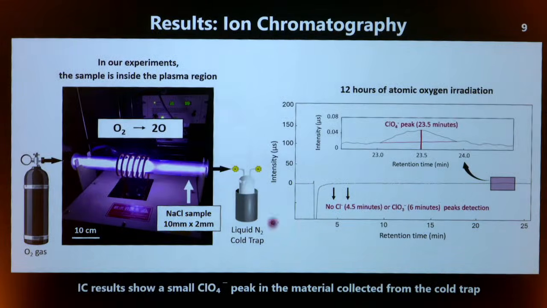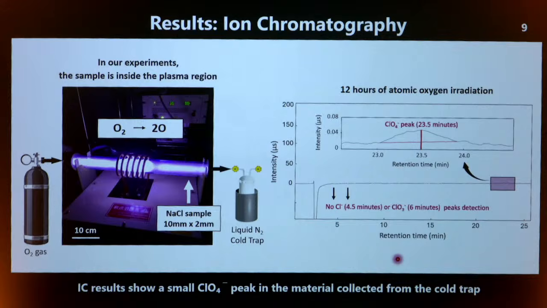Regarding the material collected in the cold trap, we only observed the formation of some crystals after a long exposure time, after 12 hours of atomic oxygen irradiation. And the ion chromatography analysis of this material showed a perchlorate peak. This result tells us that some of the material formed on the surface of the halite is being sputtered, and we cannot rule out that the reaction is occurring in gas phase and not a heterogeneous reaction, which is what we want to see.